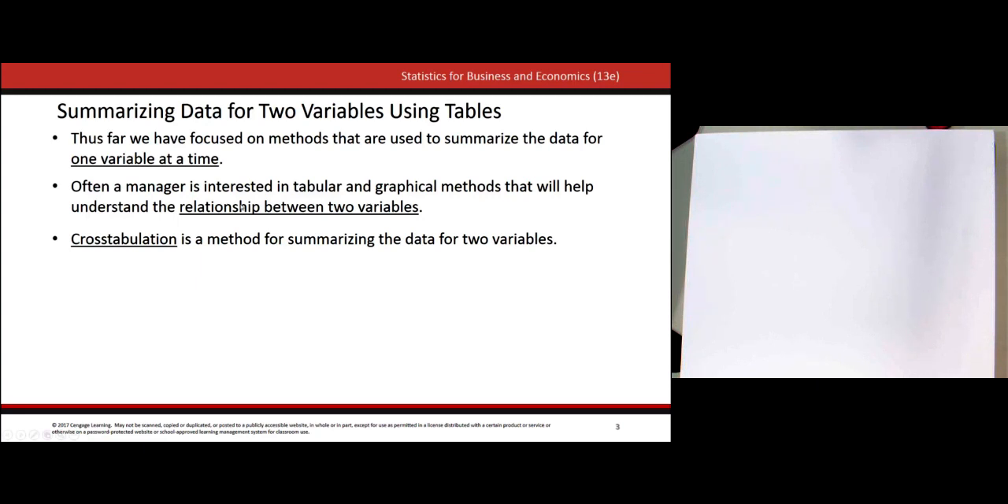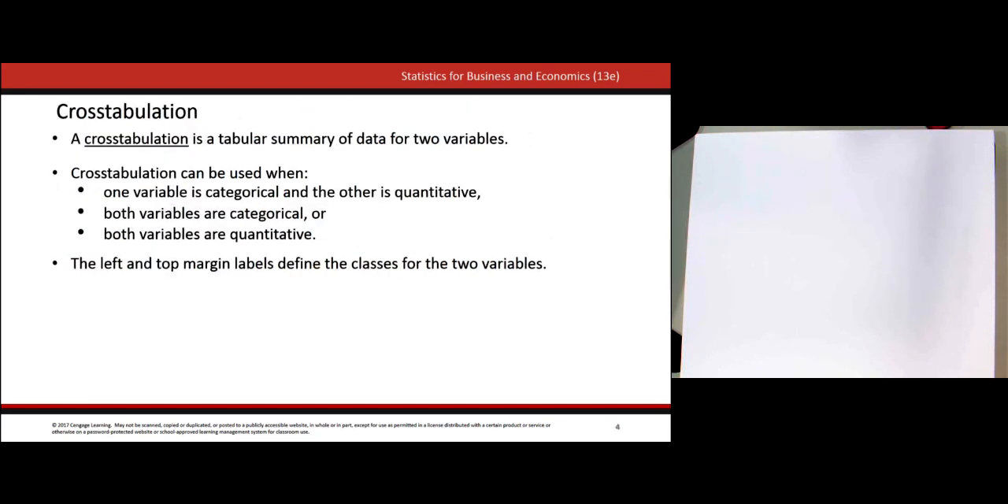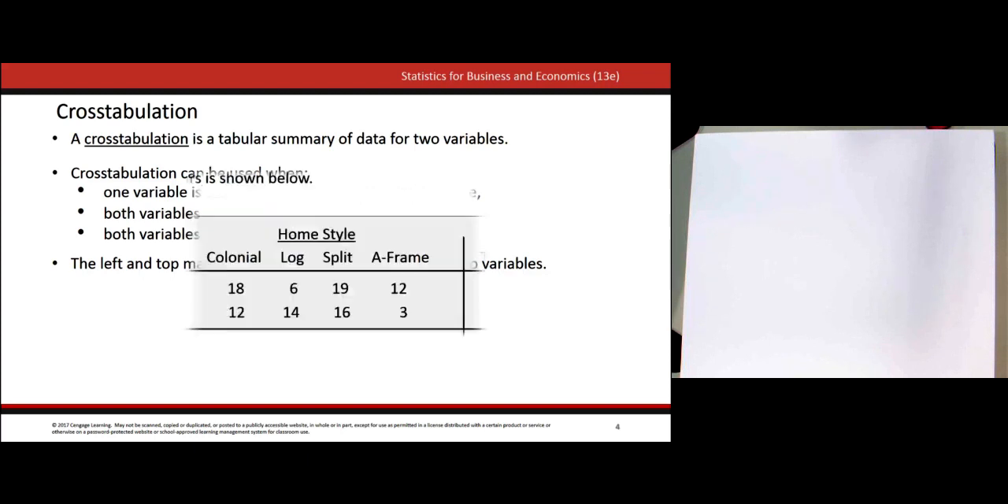So often the manager is interested in tabular and graphical methods that will help understand the relationship between two variables. So now we will focus on two variables. Previously we discussed one variable at a time. So then here we have two variables, so the left and top margin labels define the classes for the two variables.